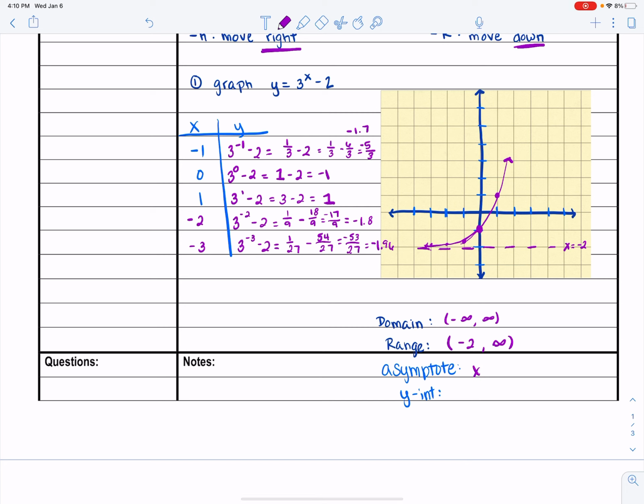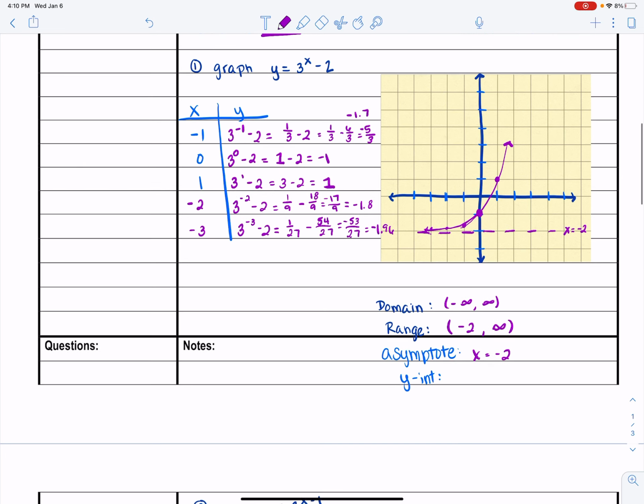The asymptote is at negative 2 because it's approaching that. Negative 1.96 is really close, but it will never touch it. Our y-intercept is at 0, negative 1.